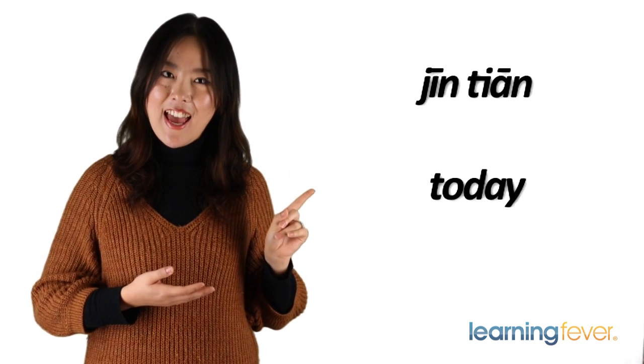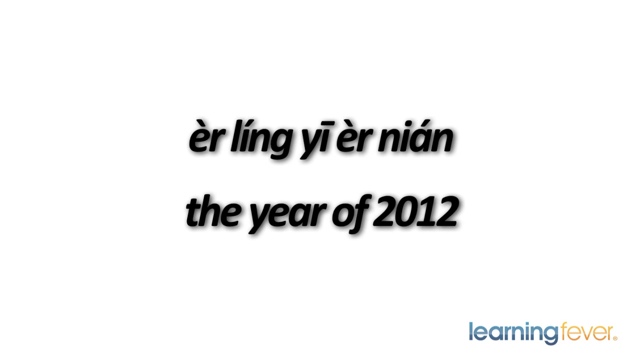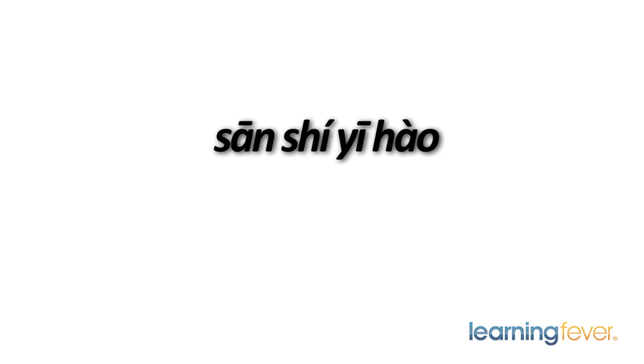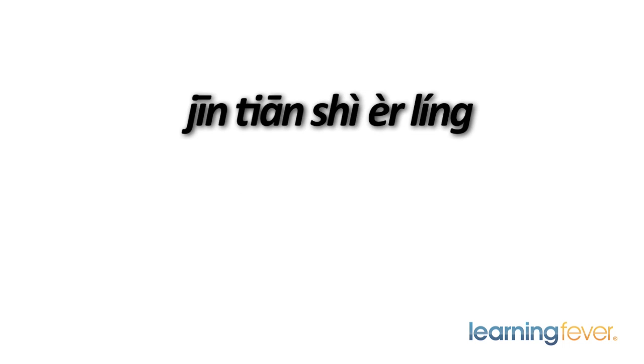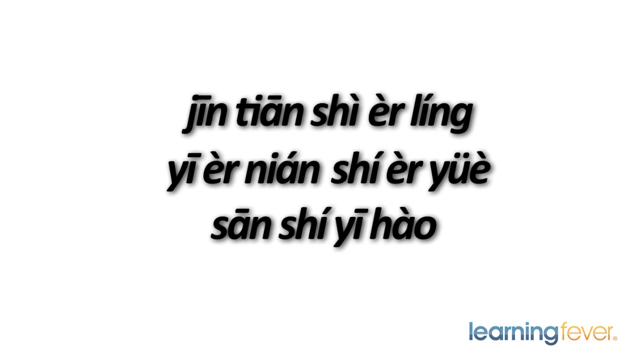今天 means today. 是 means is. 2012年 means 2012. 12月 means December. 31号 means 31st. 今天是2012年12月31号. In the previous example, for saying year 2012, we just needed to use individual Mandarin numbers instead of saying 2000 and 12.